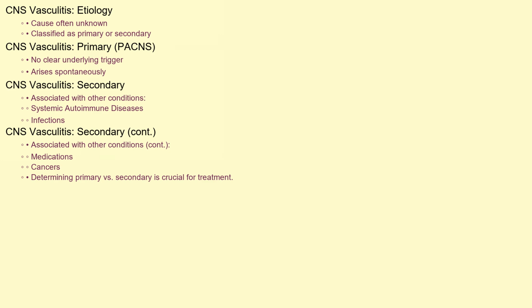The exact cause of CNS vasculitis remains elusive in many cases. We often classify it as either primary or secondary. Primary CNS vasculitis arises without a clear underlying trigger. Secondary CNS vasculitis, on the other hand, is associated with other conditions. These can include systemic autoimmune diseases like lupus or rheumatoid arthritis, infections such as shingles or Lyme disease, certain medications, and even some cancers. Determining whether the vasculitis is primary or secondary is crucial for guiding treatment.